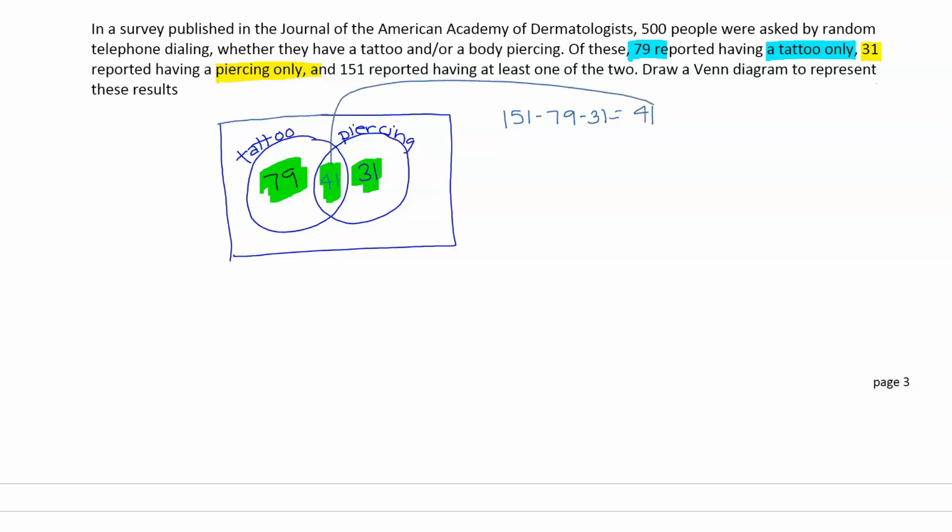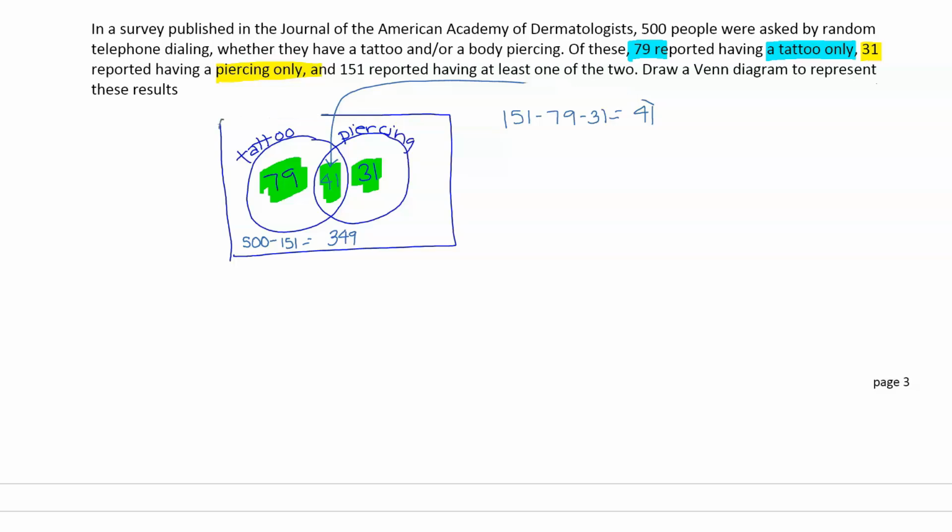Now, am I done? Not yet. The survey says 500 people were asked. So the remaining number of people have neither a piercing nor a tattoo. So to find this, we'll do 500 minus all the numbers in the middle. Well, we already figured out the total of the numbers in the middle. They totaled 151. So 500 minus 151 equals 349 people have neither.